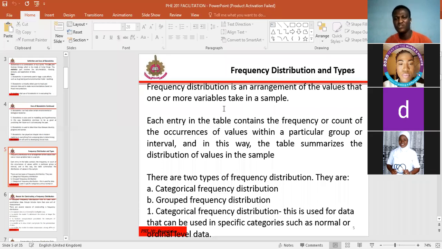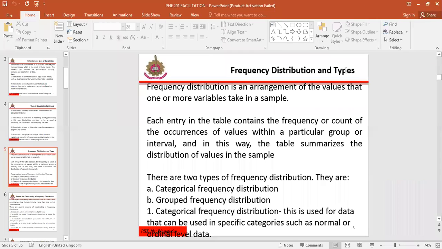There is an example that I'll give you in the next slide so that you get it better. Now, each entry in the table itself contains the frequency or count of the number of occurrences of values. That value could as well mean an observation within a particular group or interval. And in this way, the table itself summarizes the distribution of values in the sample.